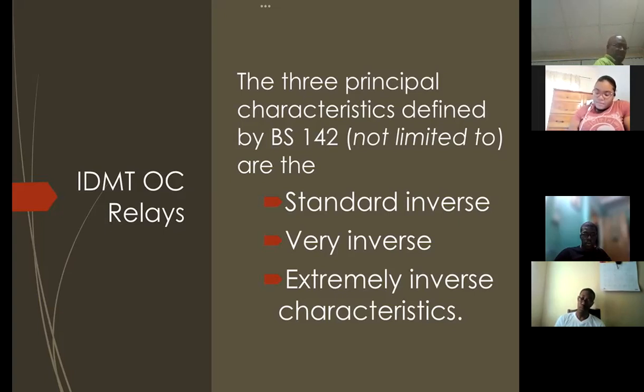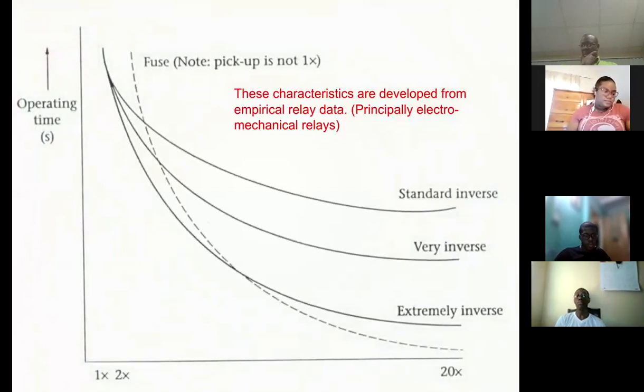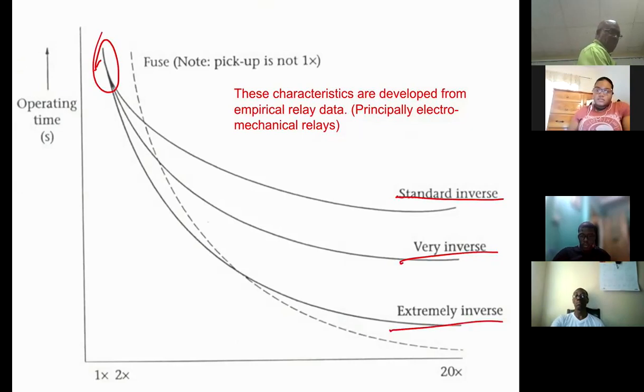In terms of the characteristics, this is what they would look like. You have your standard inverse, and note that they are starting at the same point. They have the same starting point, but the characteristics differ significantly. You have your standard inverse up top, then the very inverse, and then the extremely inverse. What we have also done is to superimpose the characteristic of the fuse on it.